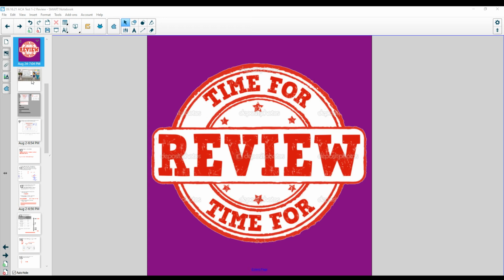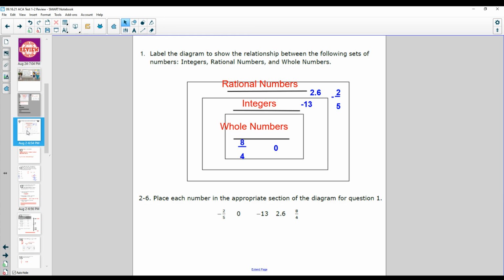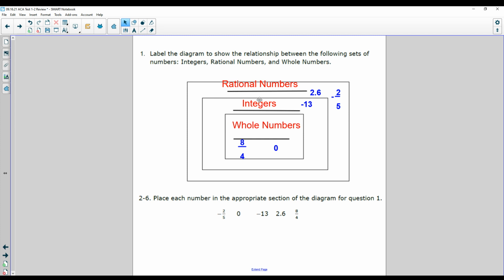This is the Test 1-2 review. So in here, what do you need to know to be successful for your upcoming test? You need to know how to classify numbers. Notice how the inner circle is about whole numbers, then the next circle is about integers, and the next one is about rational numbers. Place each number in the appropriate section of the diagram for question 1.